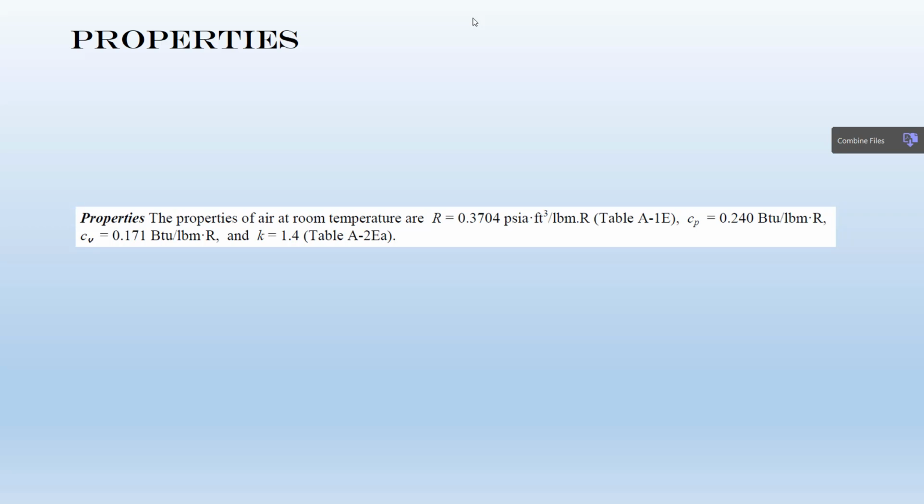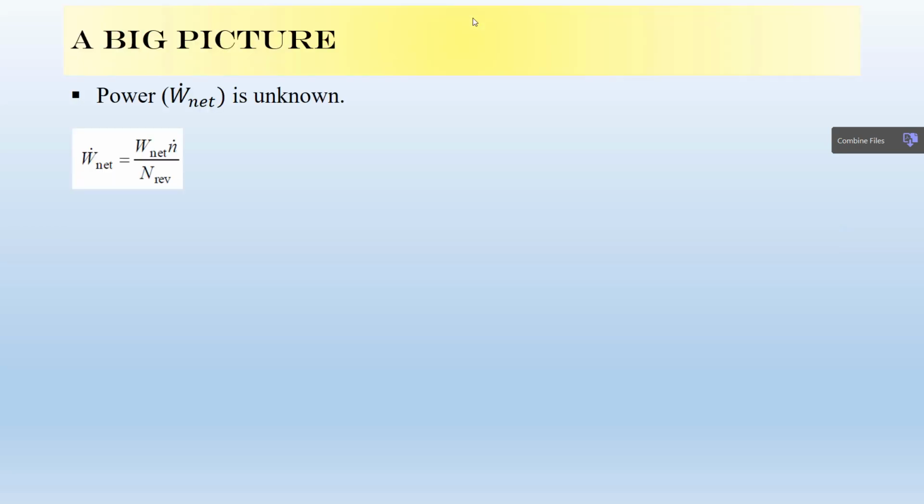Now, the next step, guys, what is the unknown parameter? So the unknown parameter is W dot, power, correct? How can we calculate the power? I told you guys, by using equations that we learned in this chapter, we can find W, work. So we need to convert actually W to the power. How? By using this equation, correct?